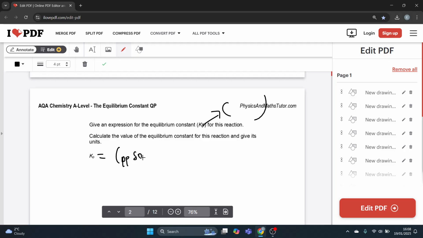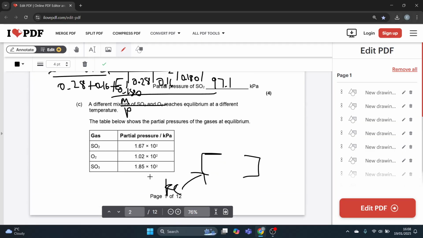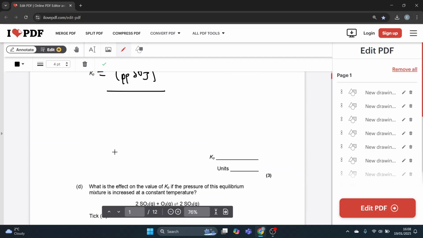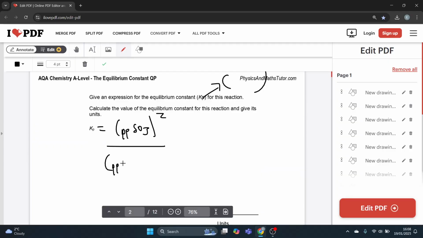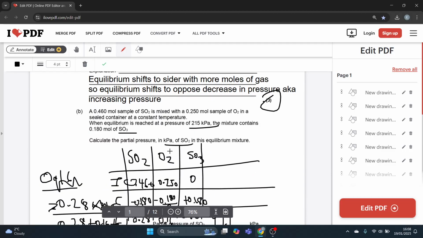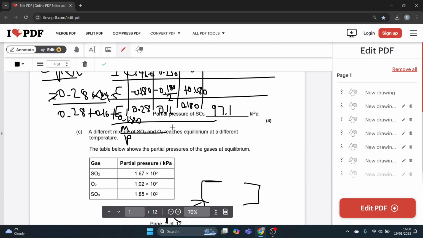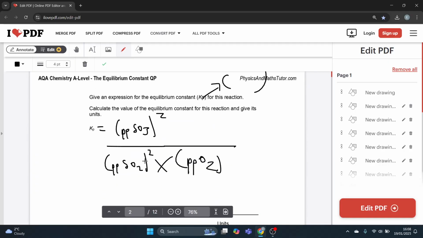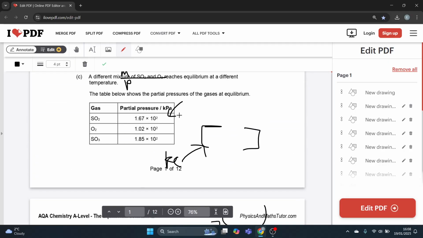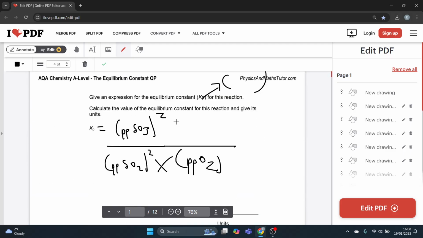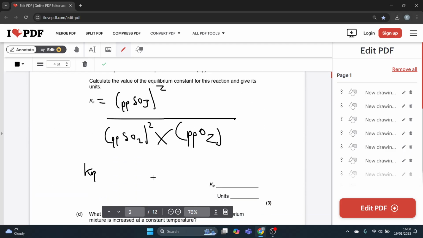it's 2 moles of that, divided by the partial pressure of SO2 squared, times the partial pressure of O2. The reason I don't say O2 squared is because we only have 1 mole of O2. So that's fine. Then it says calculate the value of the equilibrium constant for this reaction. I'm already given the partial pressures, so all I have to do now is substitute them in and write down my Kp value.